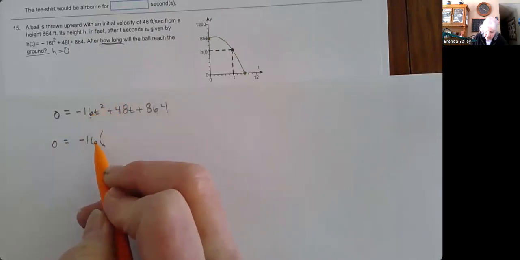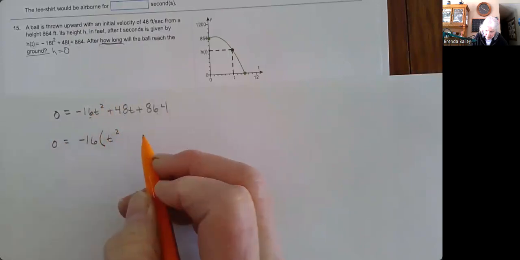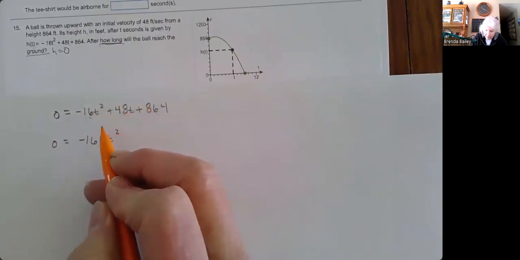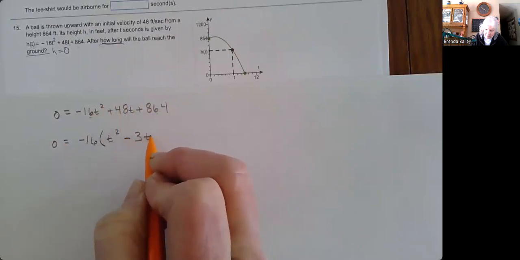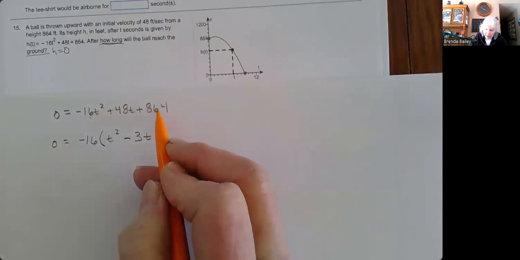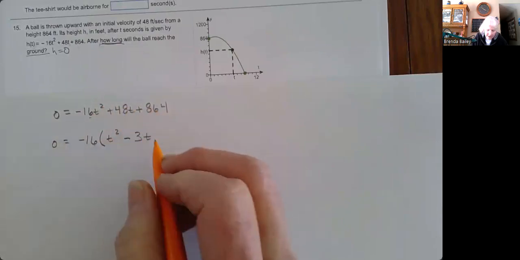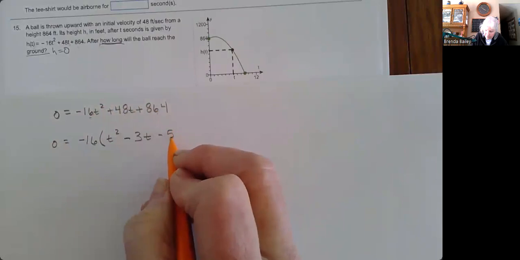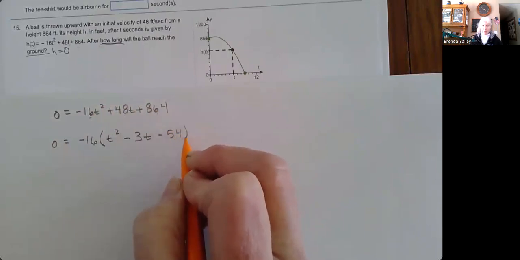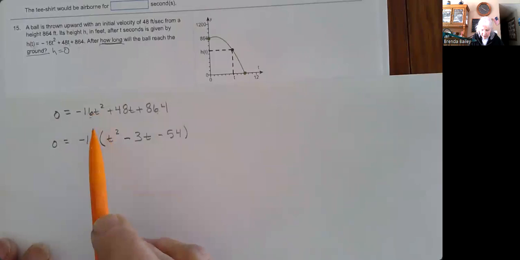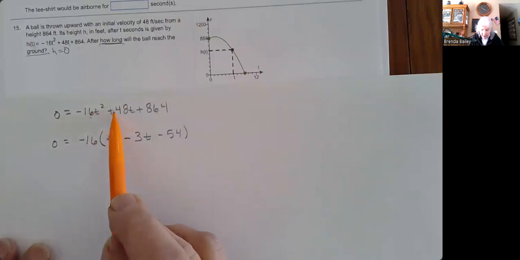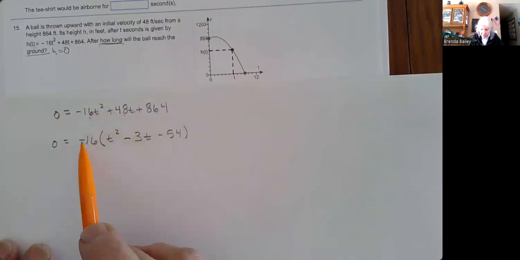This divided by this is t squared. 48 divided by a negative 16 is a negative 3t. This divided by a negative 16 is a negative 54. Now, if you multiplied this back, you get a negative 16. A negative times a negative is a positive 48. A negative times a negative is a positive 864.